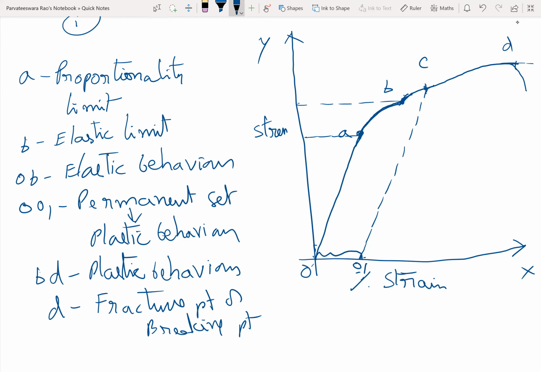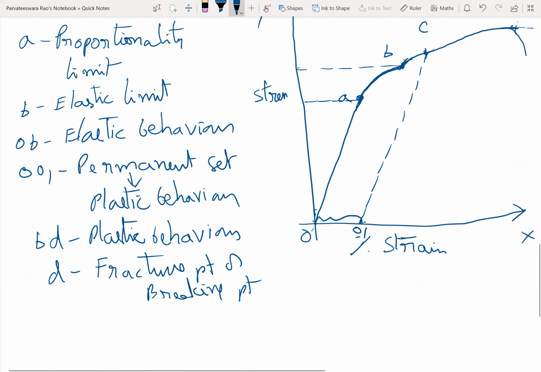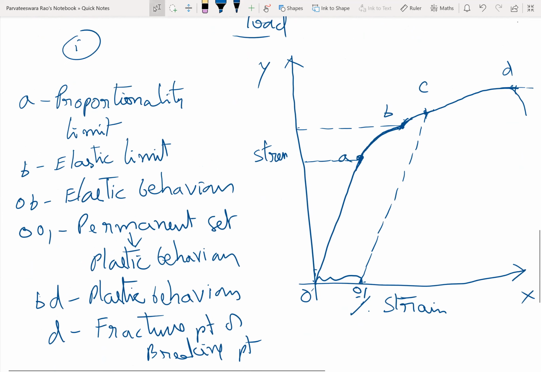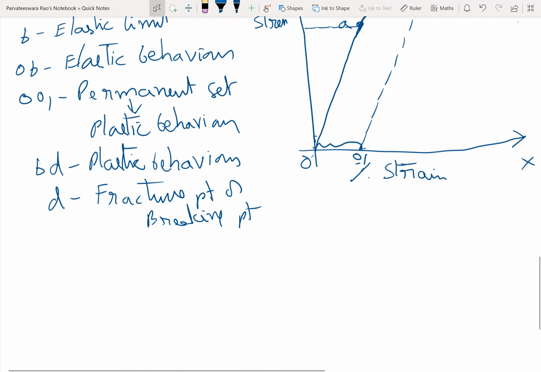Beyond that, if you increase the stress further, somewhere at a critical value of the stress D, the wire simply breaks. It becomes more and more thin, and finally it breaks. So here, OB is the elastic behavior, BD is the plastic behavior, and D is the fracture point or breaking point. So this is how we can study the variation of strain with respect to stress.